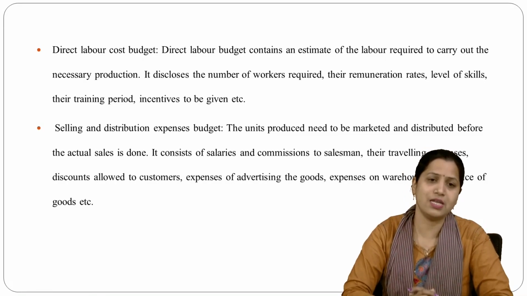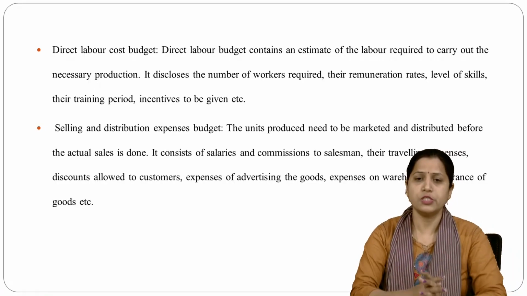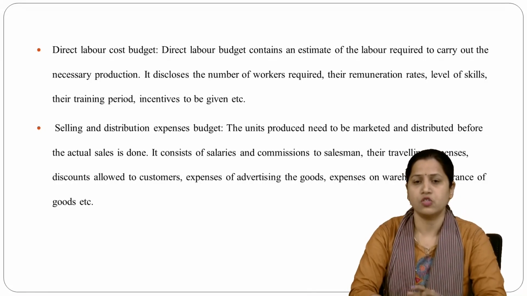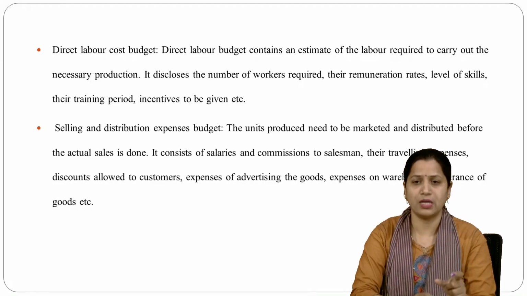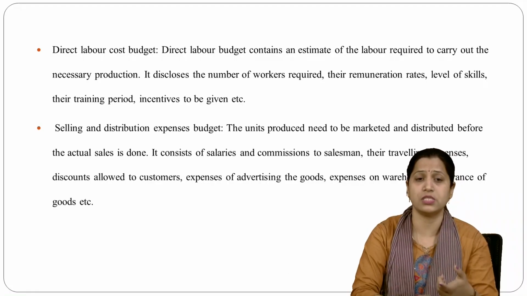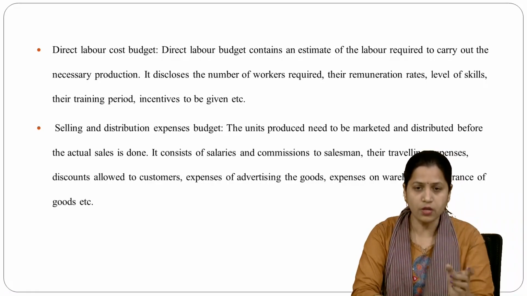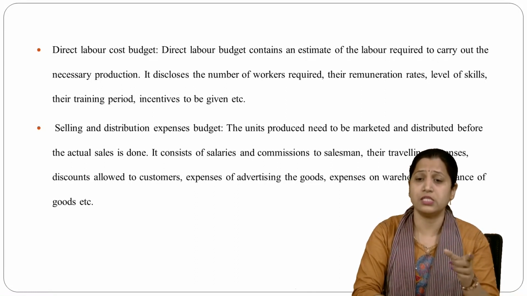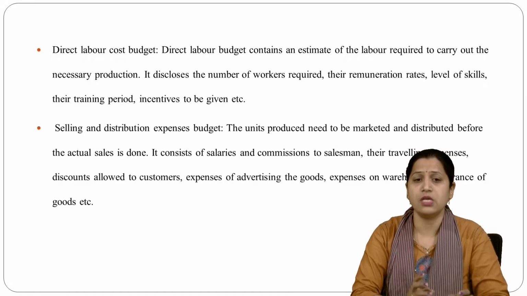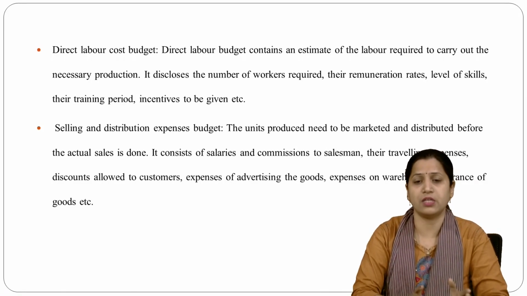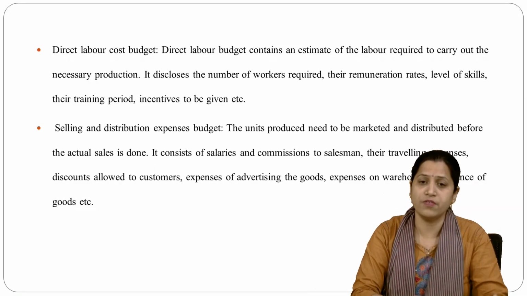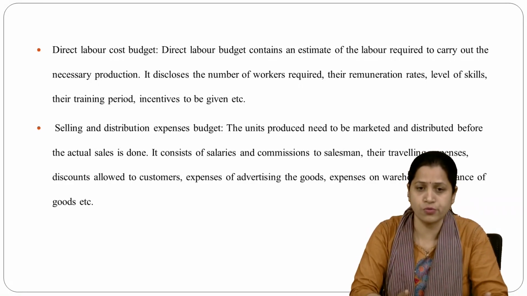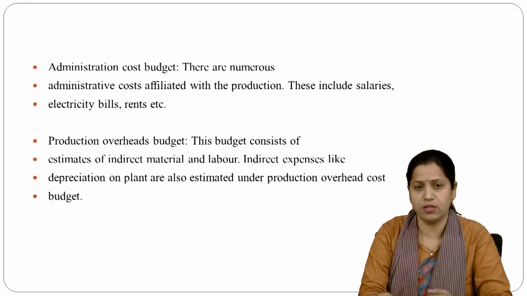And then the next one is the selling and distribution expense budget. The units produced need to be marketed and distributed before the actual sale is done. So the number of units we are going to produce are marketed and distributed before the sale is done. It consists of salaries, the commissions we give to salesmen, their traveling expenses, and the discounts we give to customers. All these things are included in this.